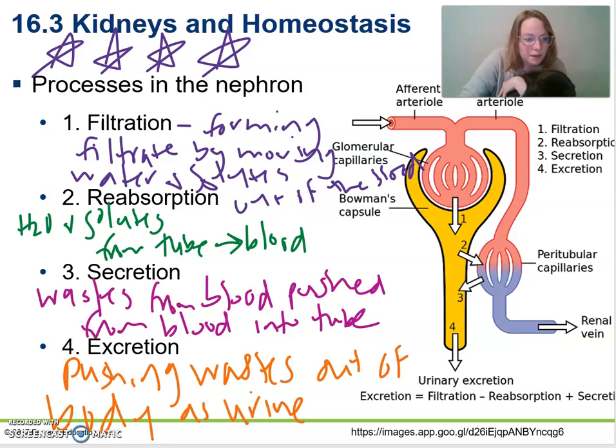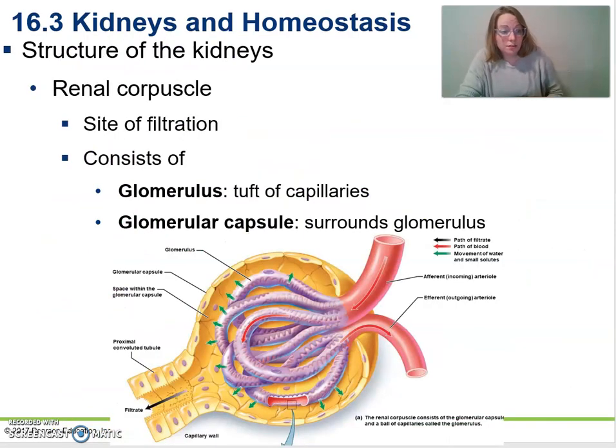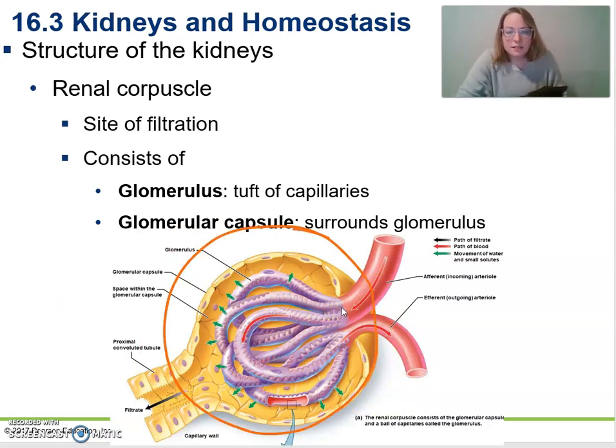Great. Okay, so now let's look a little bit more at the nephron and the parts that do these functions. The first part of the nephron where we're doing filtration, this whole part here, is called the renal corpuscle. Corpse, the body, where the main filtering is going on. And there are two parts here. That blood vessel is called the glomerulus. That's where it's under high pressure, water and solutes are pushed out.